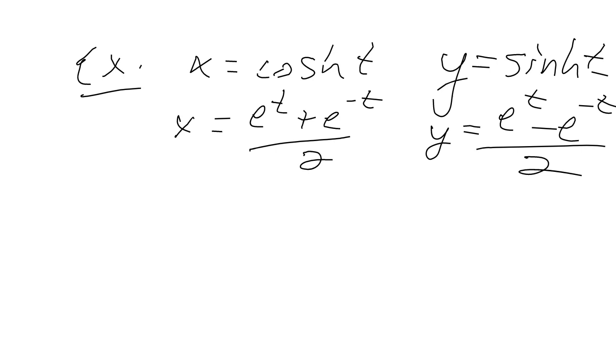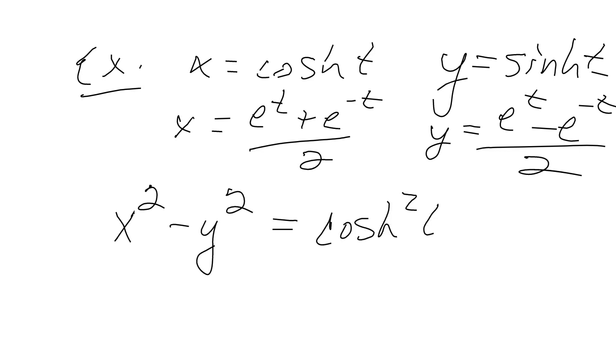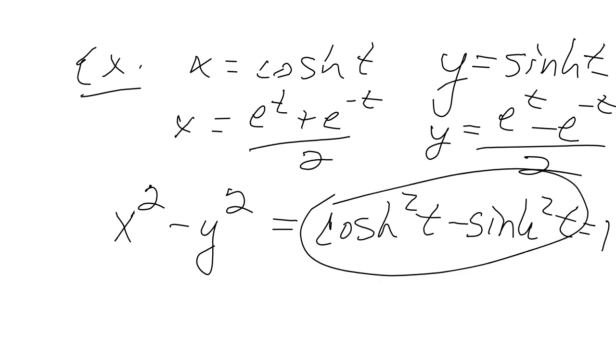Sure, we can square them both, and then you're going to get cosh squared and sinh squared, but what's the identity? Do you remember? Cosh squared minus sinh squared is 1. Do you remember that? Yeah, so if I square them both, I'm going to have x squared minus y squared is cosh squared t minus sinh squared t, and this equals 1, okay, because that was our identity for cosh and sinh back in chapter 5, I believe.